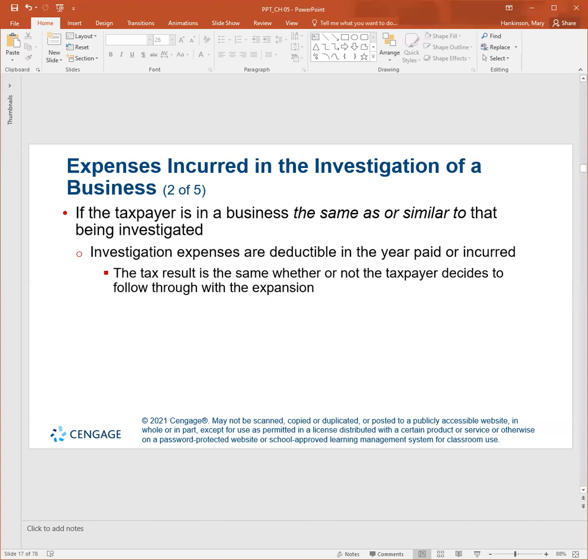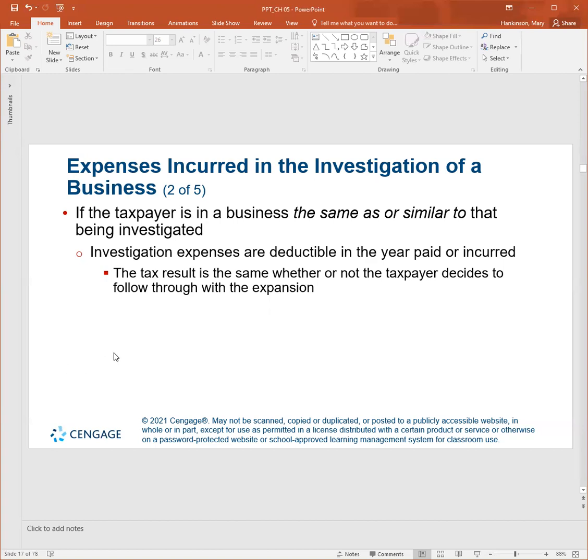When the taxpayer is in a business that is the same or similar to that being investigated, such as when the taxpayer is investigating the expansion of an existing trade or business, all such expenses are deductible in the year paid or incurred. The tax result is the same whether or not the taxpayer decides to follow through with the expansion.